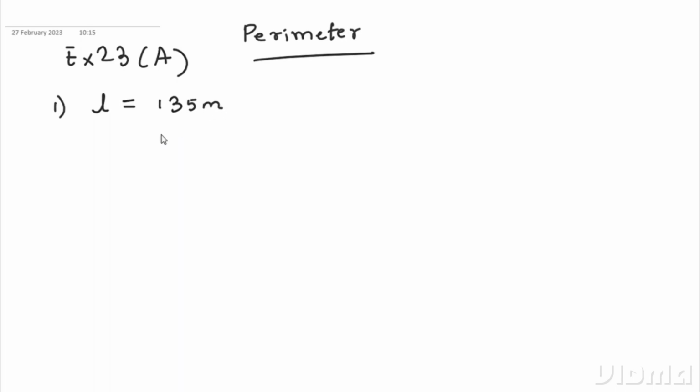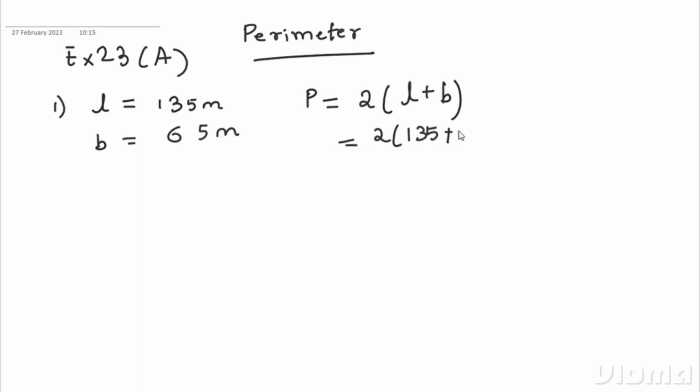The question says that the length of the rectangle is given to you as 135 meter and the breadth is given as 65 meter. You have to find the perimeter. So how can I find the perimeter? Perimeter of a rectangle is 2 times (L plus B). So I can write this as 2 into (135 plus 65). Now when I do this, I'll get 2 into 200, which is 400 meter. So I have found out the perimeter.